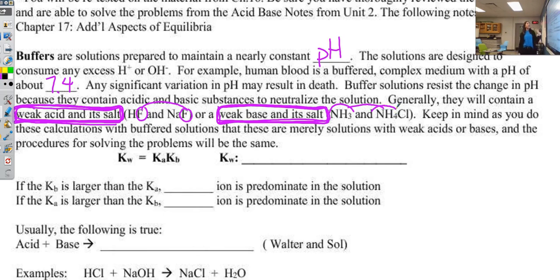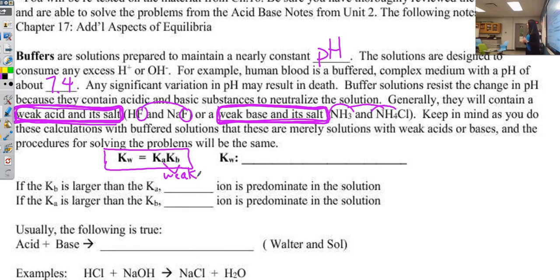So just keep in mind, as you do these calculations with buffered solutions, these are merely solutions with weak acids or bases, and the procedures for solving the problems are going to be the same. Does anybody remember, they're giving us the equation for Kw, and they're saying that it's equal to Ka times Kb, K of the weak acid and Kb of the base. If it has a K, it's weak, okay? So these must be weak.